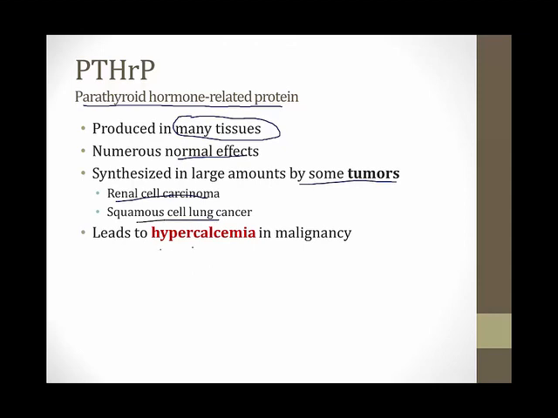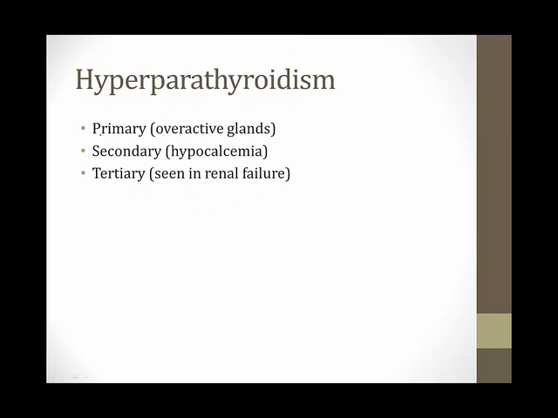This can lead to hypercalcemia in malignancy because parathyroid hormone related protein exerts the same effects as parathyroid hormone, and thus it will raise the serum calcium level and cause hypercalcemia in malignancy. For the remainder of this module, I'm going to talk about disorders of the parathyroid glands, and we'll begin by talking about hyperparathyroidism, which is when the gland is overactive.